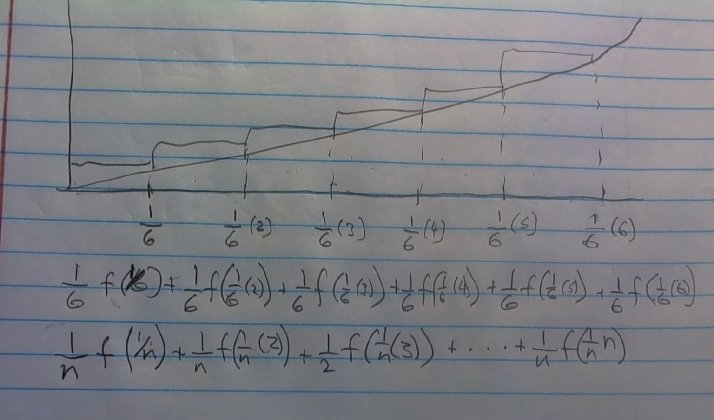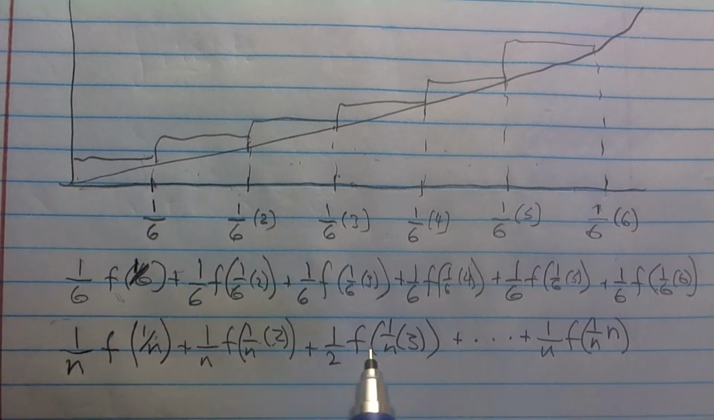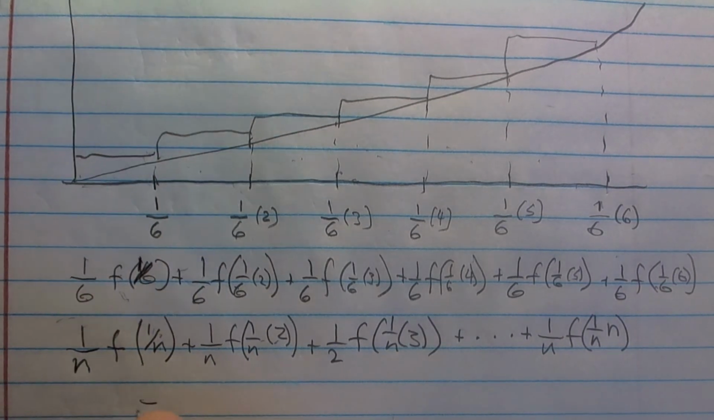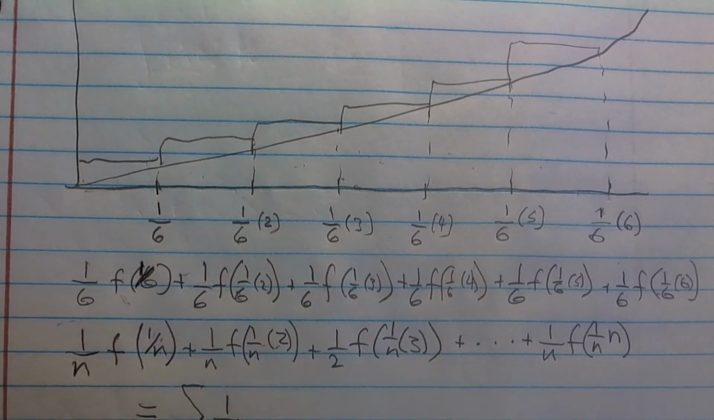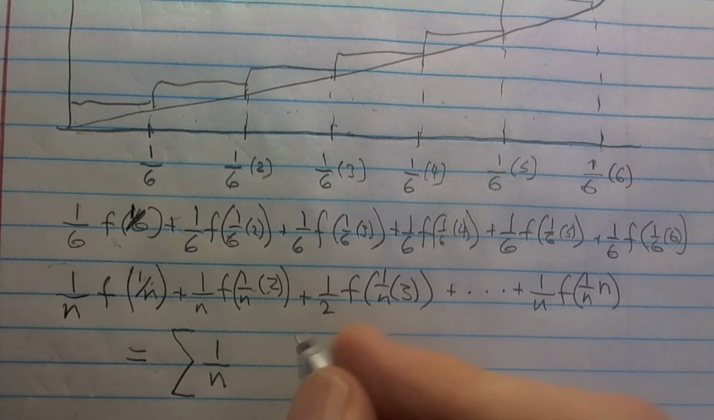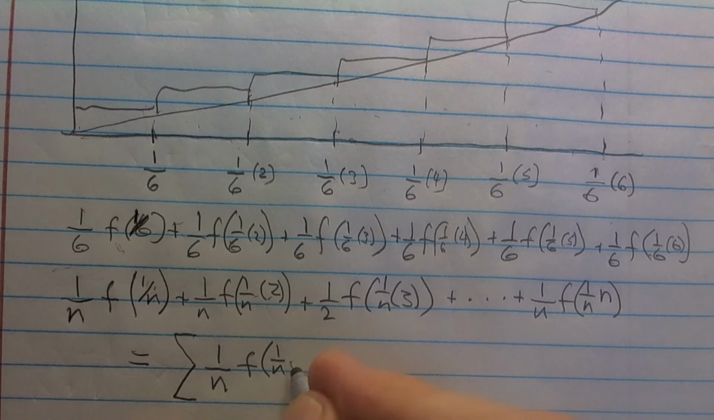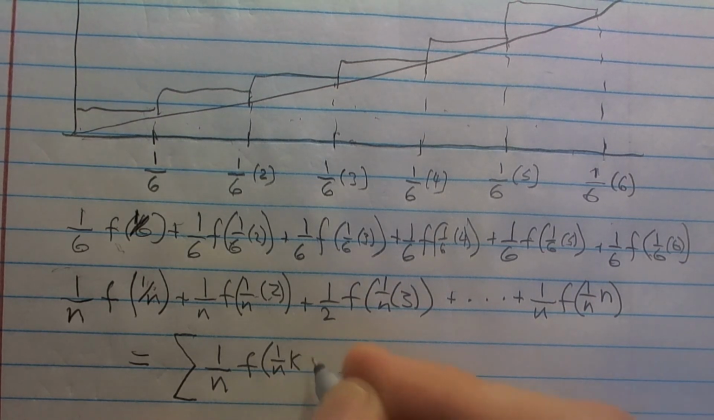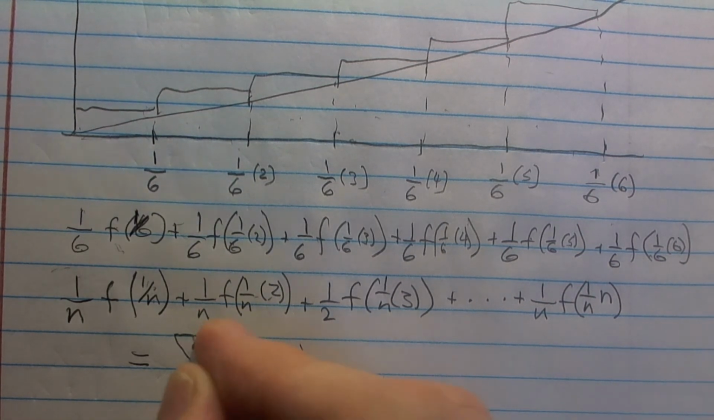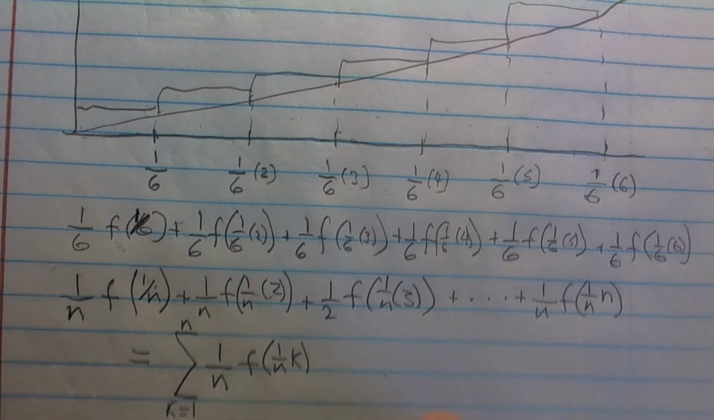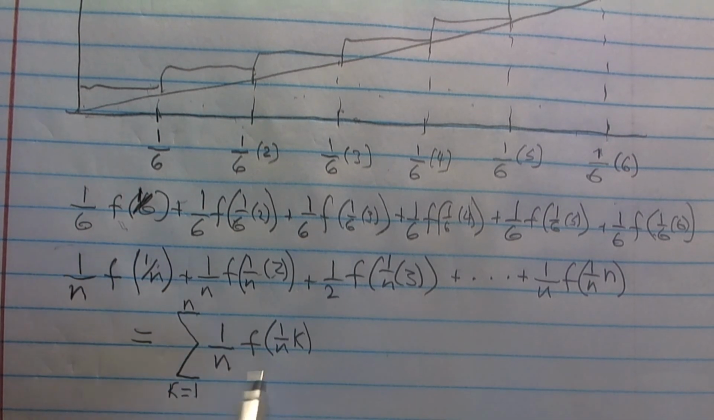Now, look what I can do. I want to represent this with summation notation. So let me see if I can write this. I've got the summation of 1/n, f of 1/n times, let me put a k in there. And k is going to go from 1 to n. See that? So dig this now.